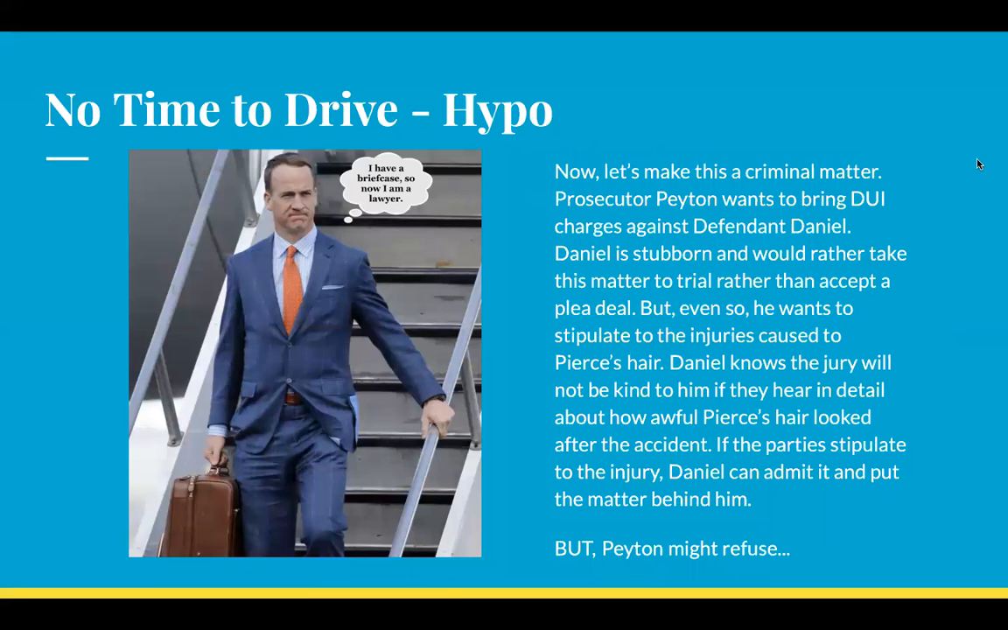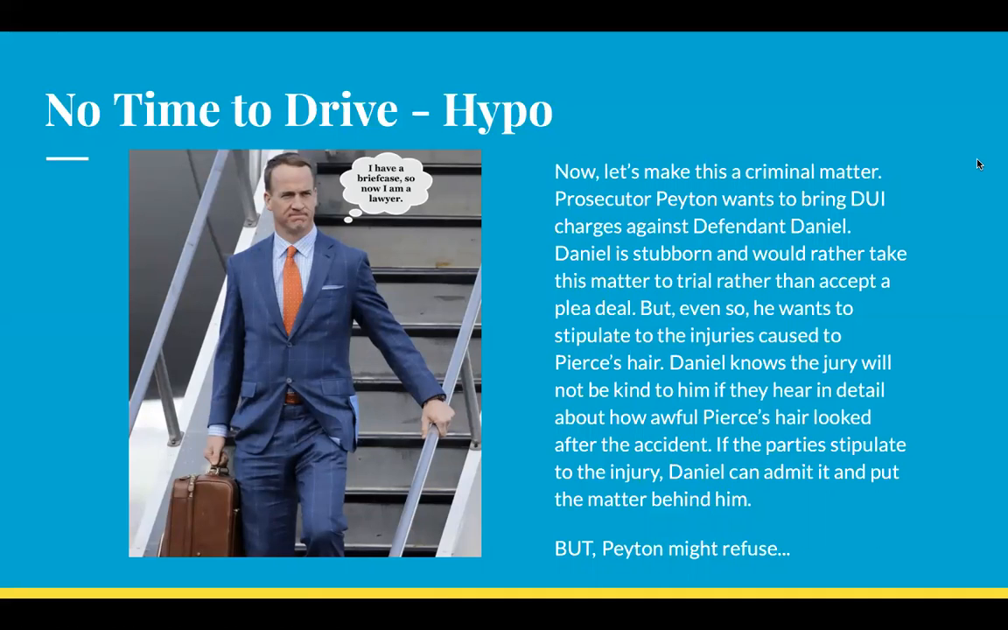Now, let's make this a criminal matter. Prosecutor Payton wants to bring DUI charges against defendant Daniel. Daniel is stubborn and would rather take this matter to trial rather than accept a plea deal. But even so, he wants to stipulate to the injuries caused to Pierce's hair. Daniel knows the jury will not be kind to him if they hear in detail about how awful Pierce's hair looked after the accident. If the parties stipulate to the injury, Daniel can admit it and be done with it.